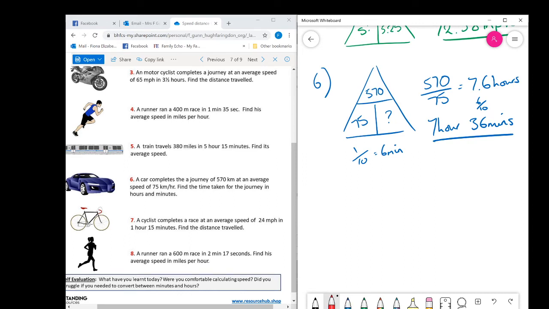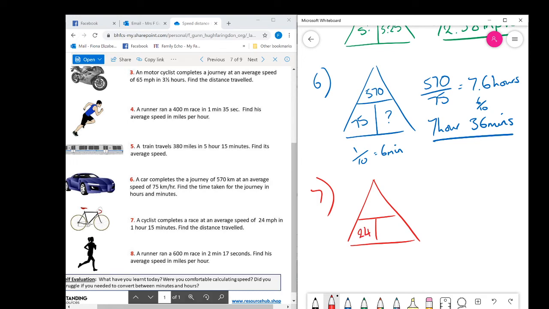Okay. Question 7. A cyclist completes a race at an average speed of 24 miles per hour in 1 hour 15 minutes. Find the distance travelled. So another speed, distance, time triangle. 24, 15 minutes, it's a quarter, so it's 1.25. I want to know the distance, so I just times those two together. So 24 times 1.25 is 30 miles.